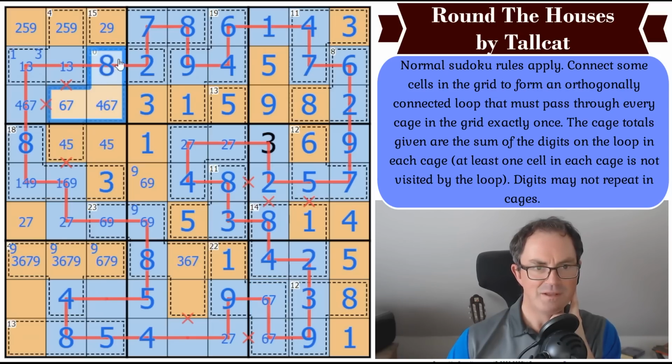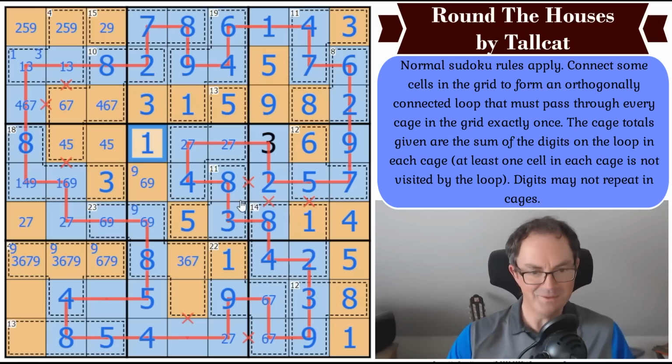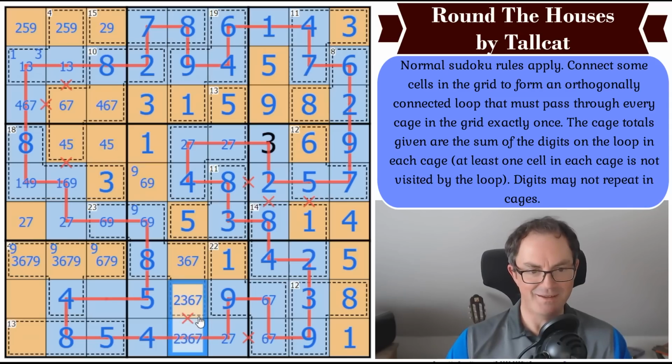Is this... No, that's not impacted by that, I don't think. I don't know. I'm still not there. 2, 3, 6 and 7 down at the bottom here. Well, let's pencil mark everything. Let's see if we can figure this out.